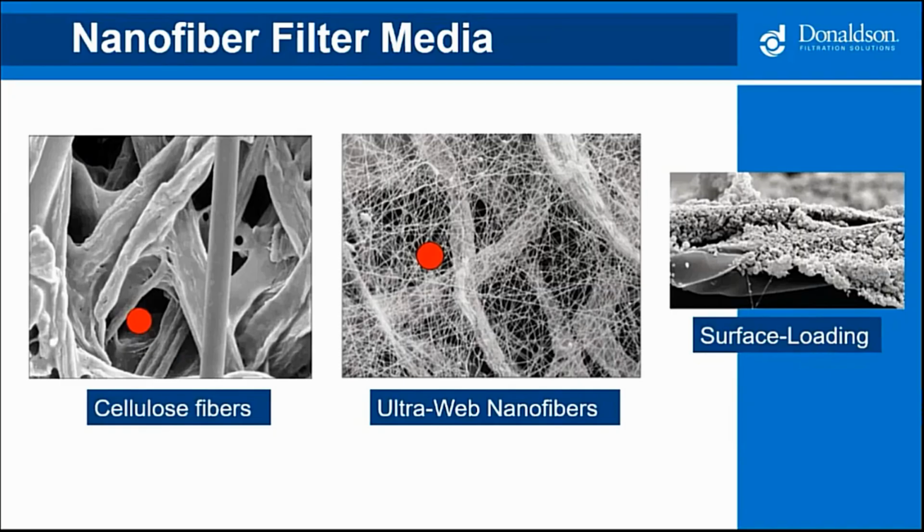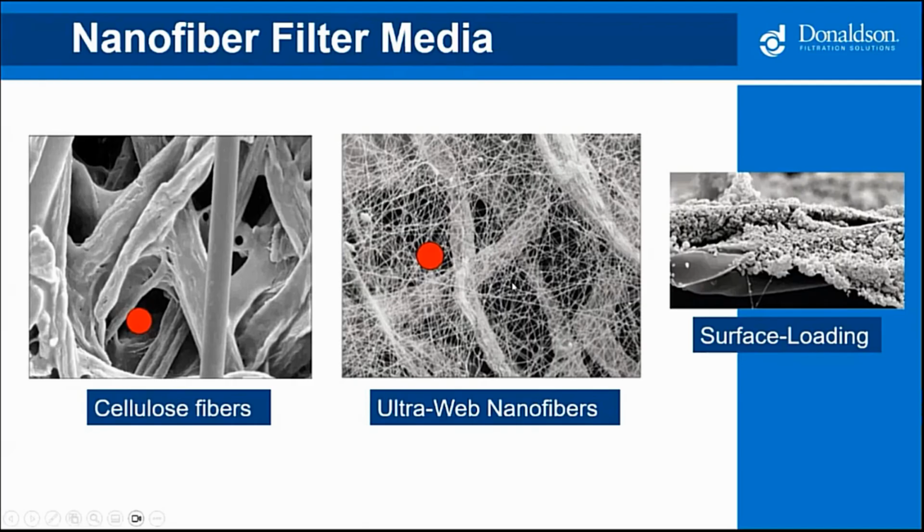We make, as you see in this slide here, a cellulose type filter. This is going to be the lowest cost filter that you can buy. And a lot of people say, I'm looking for a lower price. Here we have what is called Ultra-Web nanofiber. And this is worth talking about. Most of you, and probably all of you, have by now heard of nanofiber.